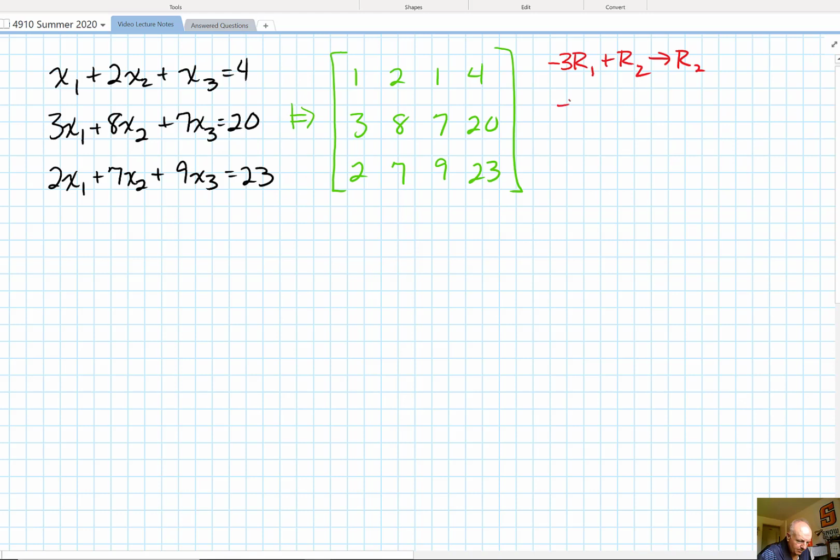So let's do it this way. -3 times row 1 is -3, -6, -3, -12. Row 2 is just this, 3, 8, 7, and 20. And we add them, and there we go. We've eliminated that first term, and it's turned into that right there. Okay. So that now is going to be our new row 2.